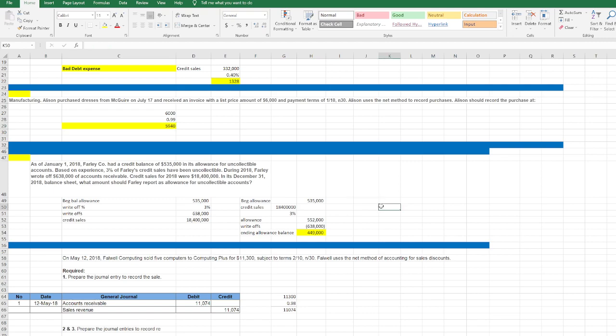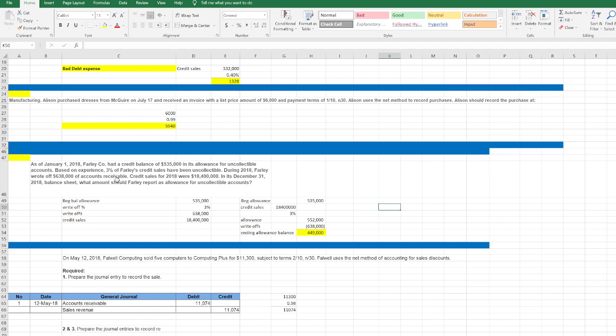As of January 1st, 2018, Farley had a credit balance of $535,000. I just tend to write everything down, and then I can make sense of it in some kind of form. So that is my process, okay?